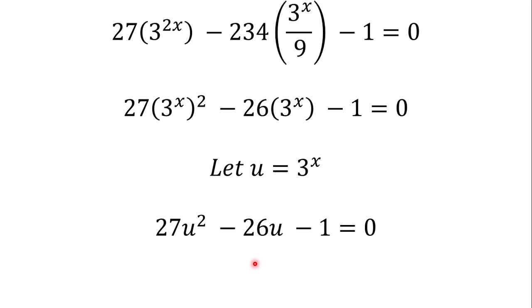I think 1 and 1, 1 and 27, and also -1 and 27, and also -27 and 1. But which of these, when summed up, will give us this, but when multiplied will give us -27? I think it is -27 and 1. You know, -27 times 1 will give us -27, but -27 plus 1 will give us -26u. So we are going to replace this -26u with -27 plus 1.